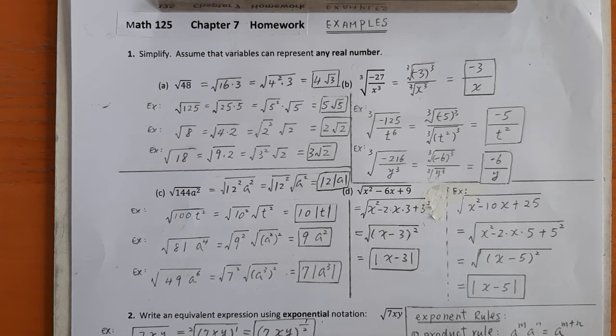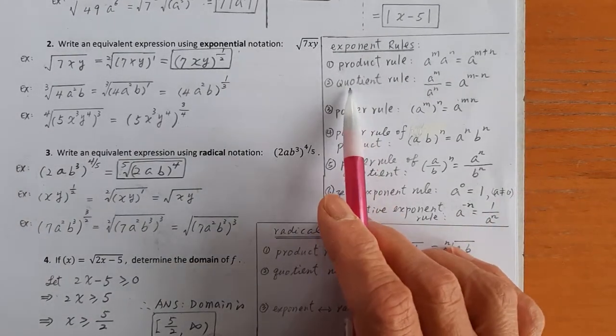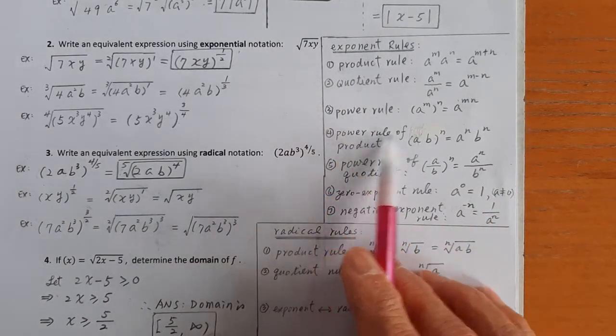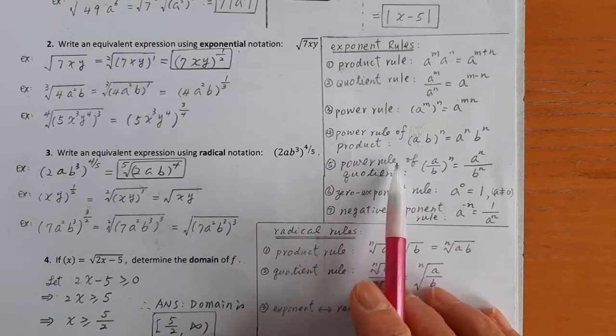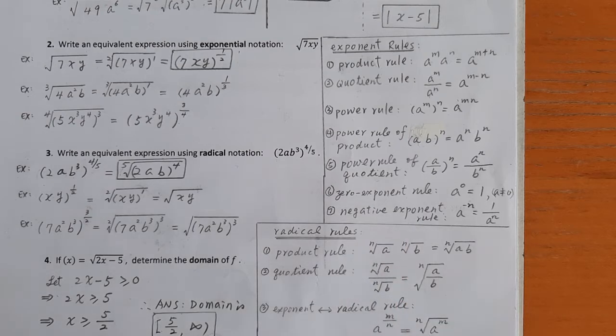Before we talk about radicals, we need to review the rules of exponents. Here are the exponent rules: product rule, quotient rule, power rule, power rule of product, power rule of quotient, zero exponent rule, and negative exponent rule. The first one we call the product rule.